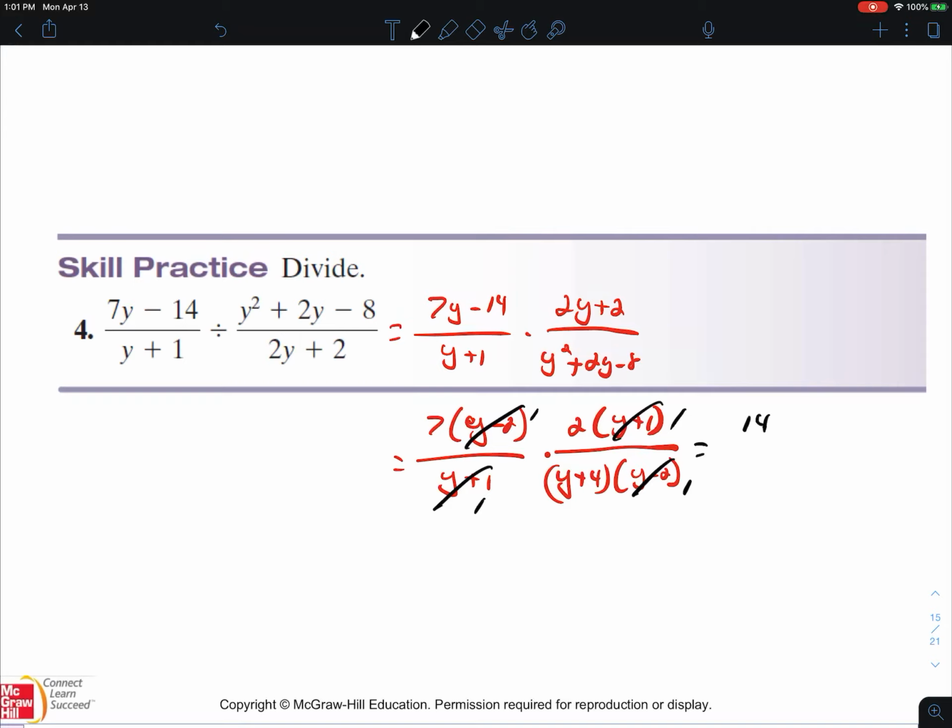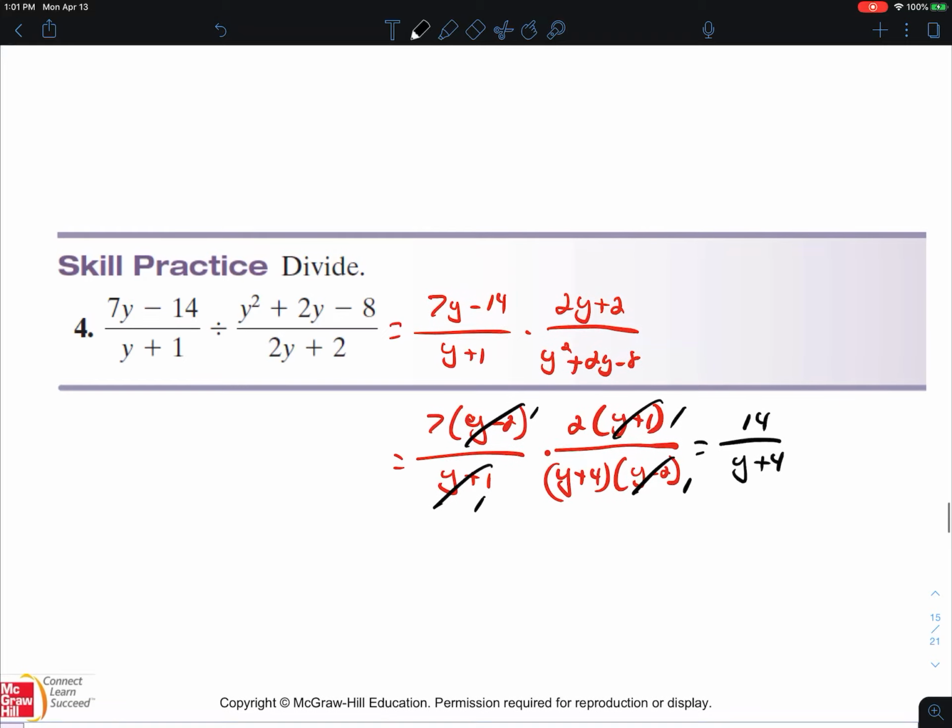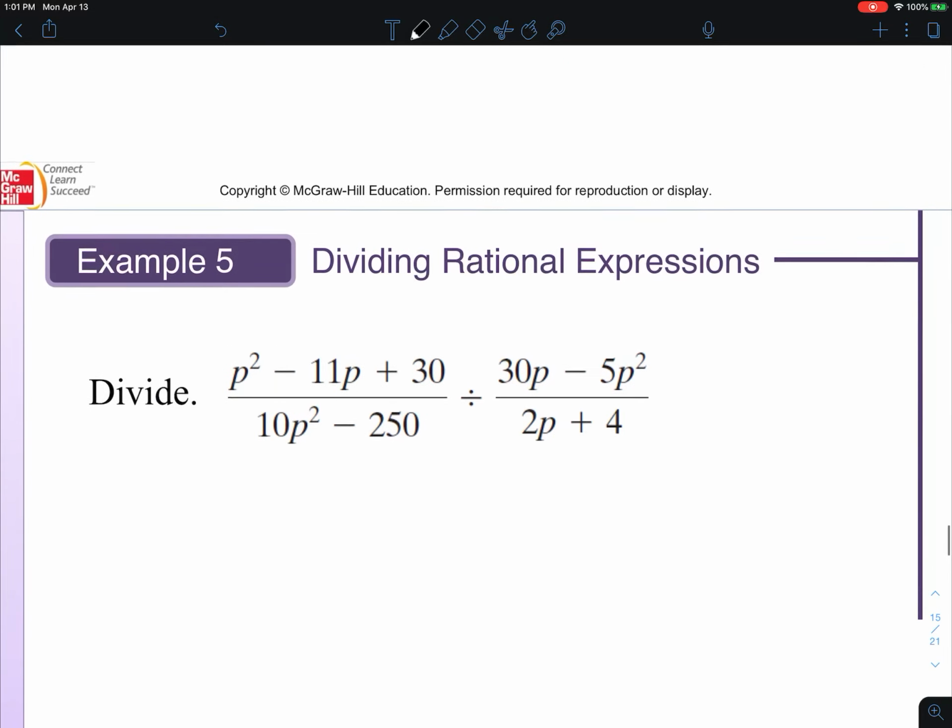So 7 times 2 is going to be 14. And then it's going to be 14 over y plus 4. Double check your work to make sure that that's your final answer.